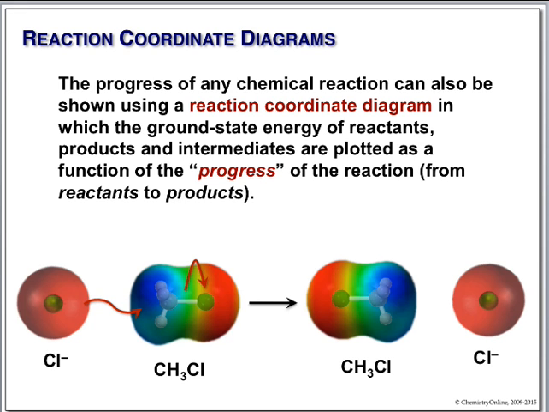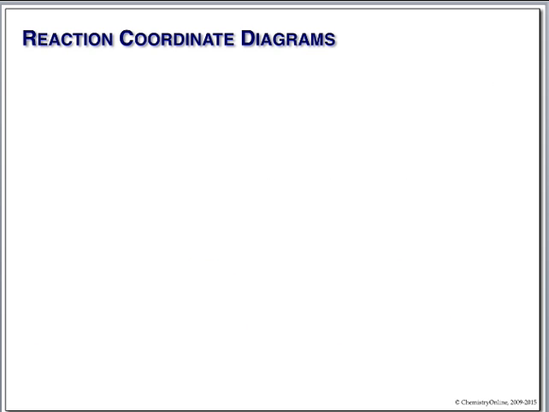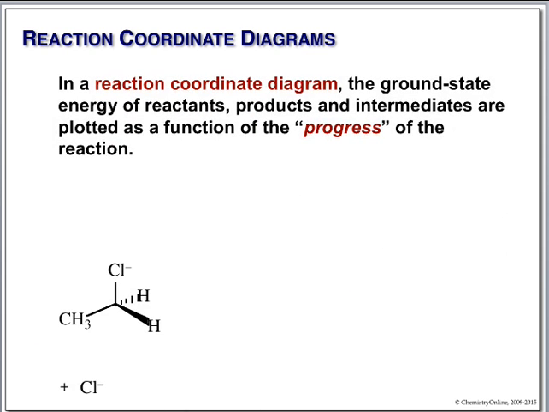All right, so in a reaction coordinate diagram, what you do is you simply represent the ground state energies of your reactants and your products, and you show what happens in between. For this, it would be something like this. We're starting here with chloromethane and chloride anion.